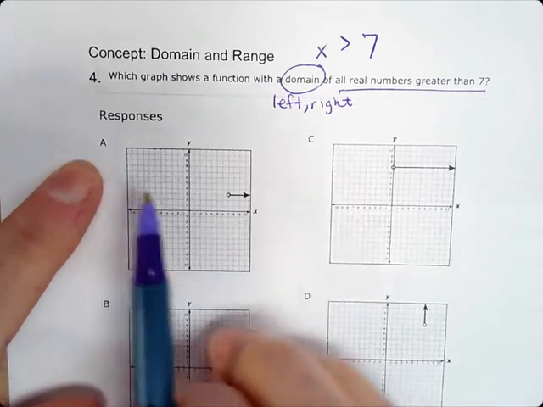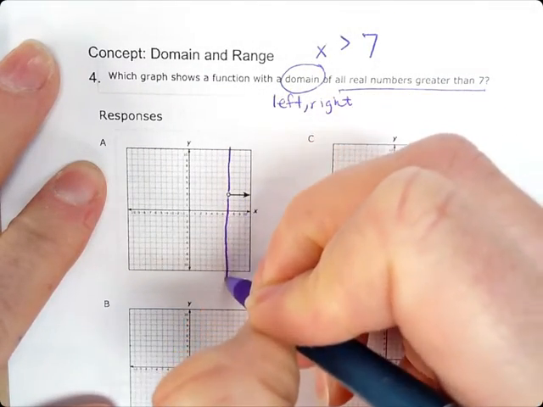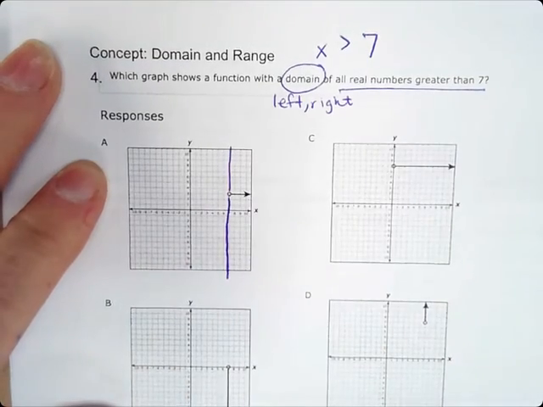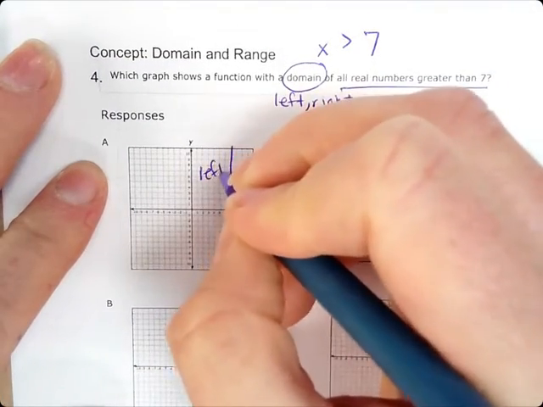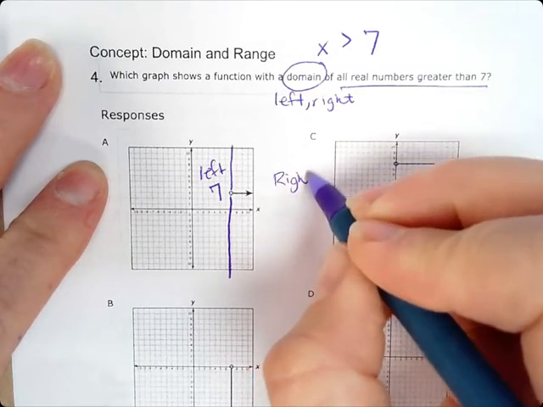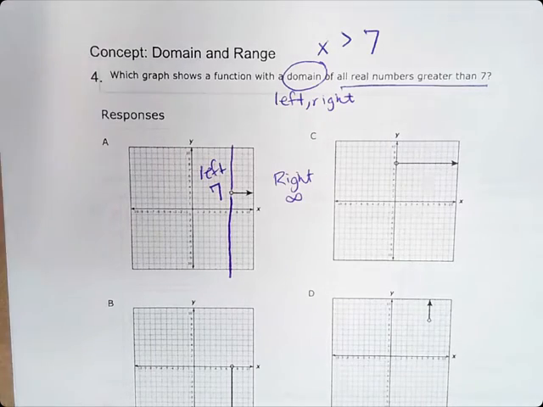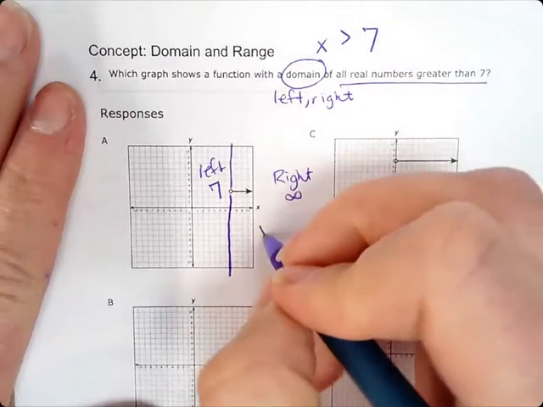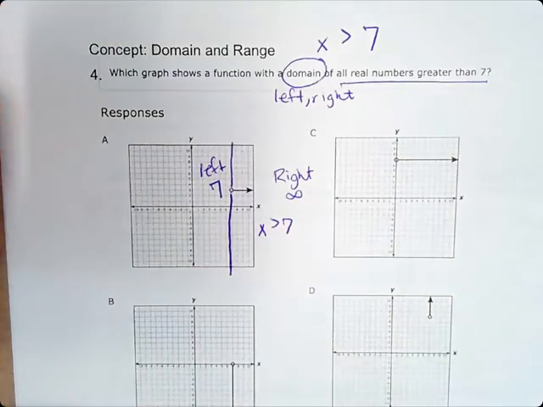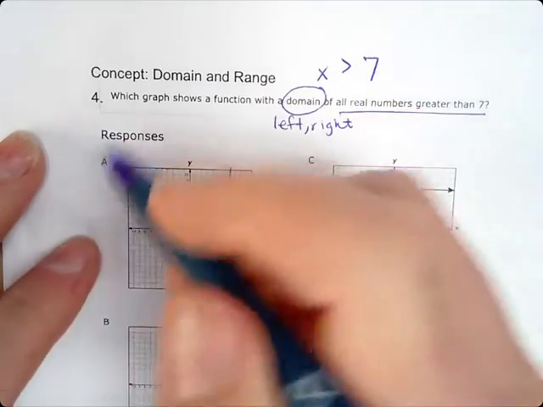So on A, we're going to look at how far left. So we are boxing it in. So it goes left to 7, and then right, we can't box it in, so it goes to infinity. So that means the x values are 7 or greater. So x is greater than 7 is our domain. And that's exactly what we're looking for. So that is our solution.